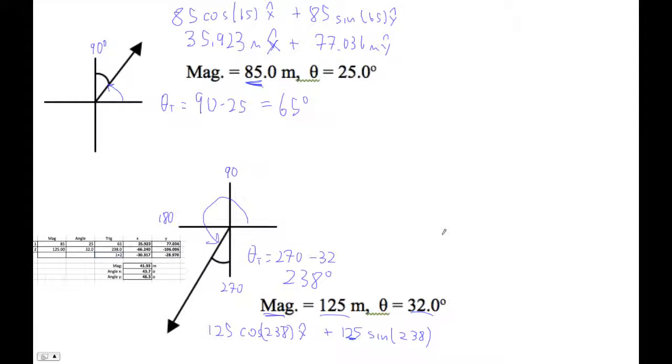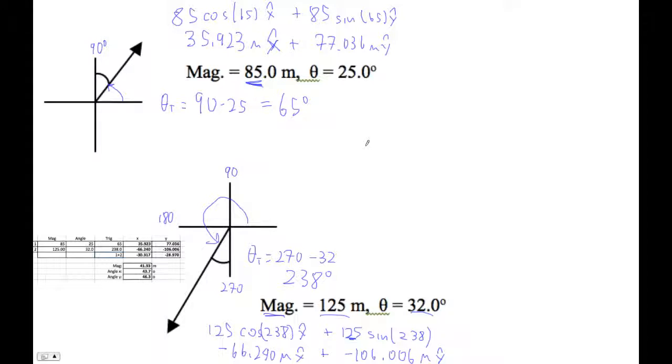Okay, so negative 66.240. That's meters in the x direction. Plus negative 106.006 is what it is, right? And that's meters in the y direction.